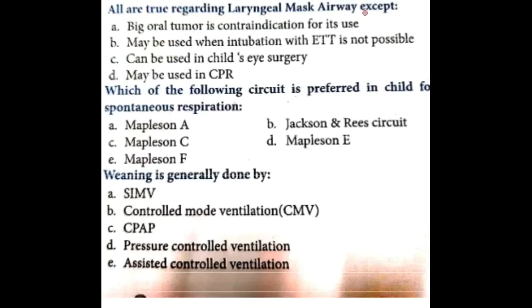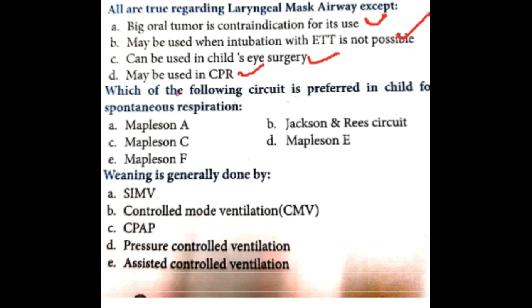All are true regarding laryngeal mask airway except: big oral tumor is contraindicated for its use. Yes, because we put the laryngeal mask airway through the mouth. If there is an oral tumor, then you cannot put it. May be used when intubation with endotracheal tube is not possible. Yes. Can be used in child's eye surgery. Yes, and it can be used for CPR also. Laryngeal mask airway can be used in all these conditions, but always look for aspiration because there is increased chance of aspiration in laryngeal mask airway.